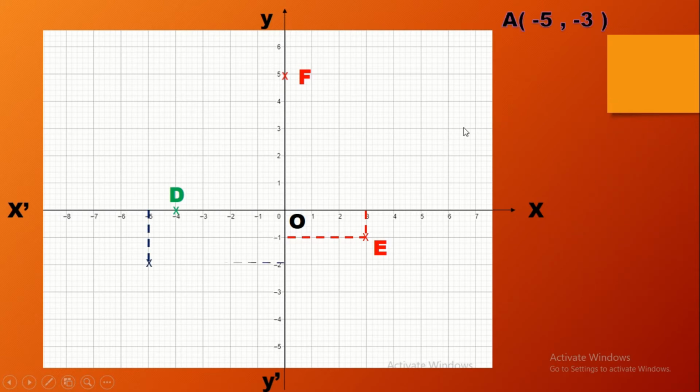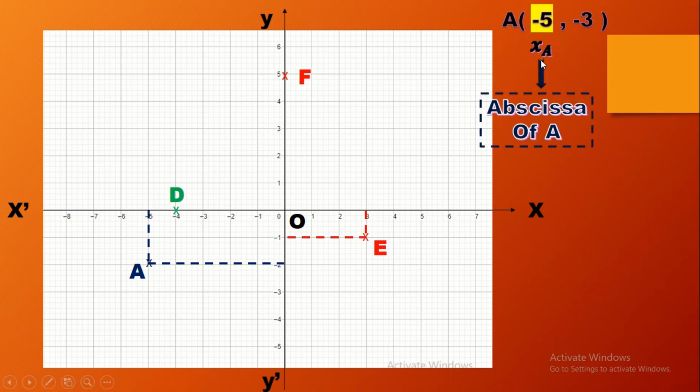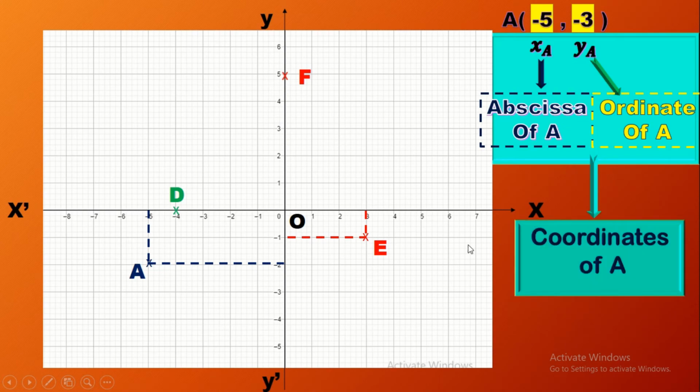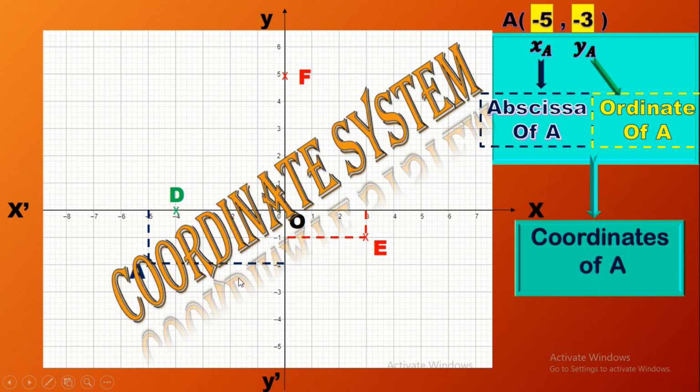Well, in general, for every point A, whatever its coordinates, the first one is said to be the abscissa of A. We represent it by xA. We write A directly below x. Also, the second one represents the ordinate of A. We represent it by yA. Both of them, the two coordinates x and y, abscissa and ordinate together, are said to be the coordinates of the point A. That's why we call this system the coordinate system. It's the system of abscissa and ordinate together.